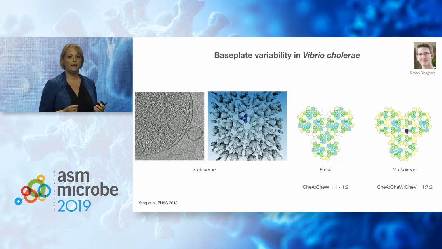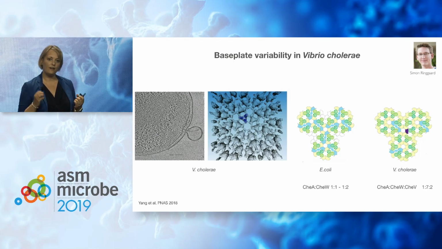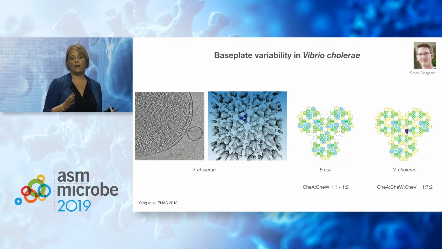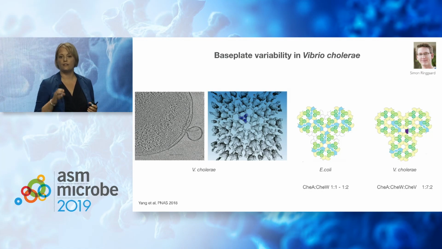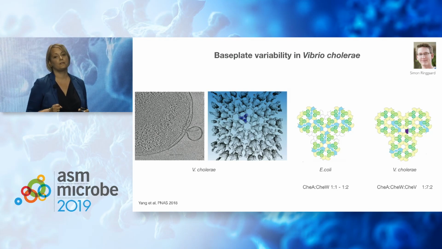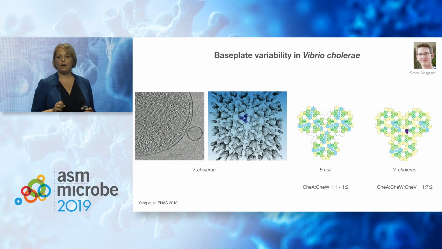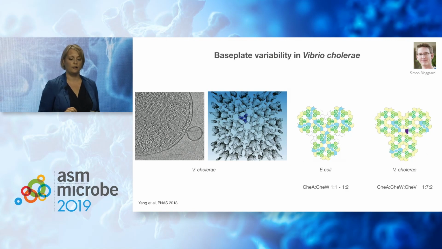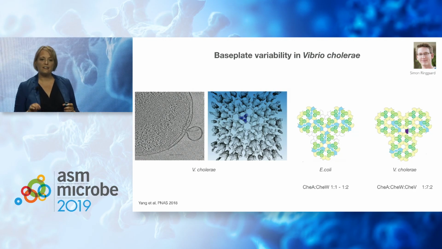So while in E. coli, the stoichiometry of the linking protein and the kinase is very conserved, we have this 1-to-1 or 1-to-2 ratio, depending on if the empty hexagons are filled by the linking protein. In contrast, in Vibrio, and this is a collaboration with Simon Ringgaard from the Max Planck Institute in Marburg, there we could show that the stoichiometry is drastically different.